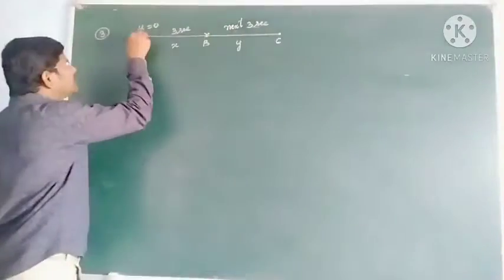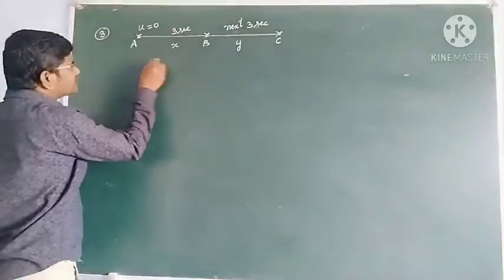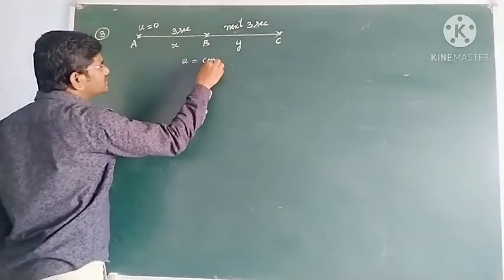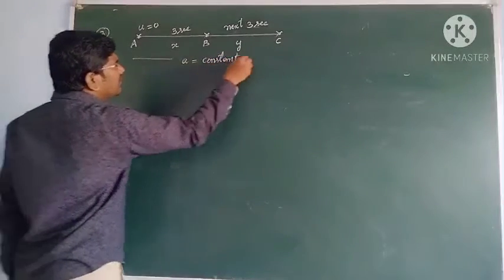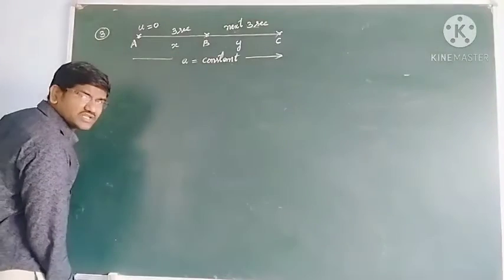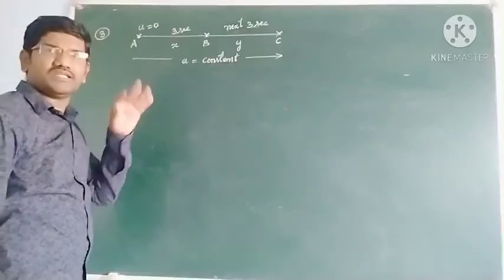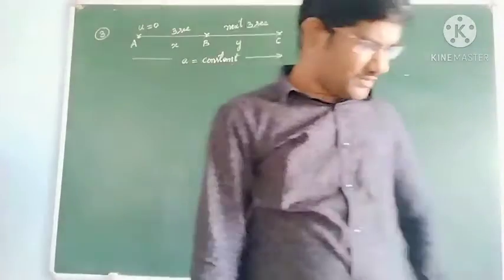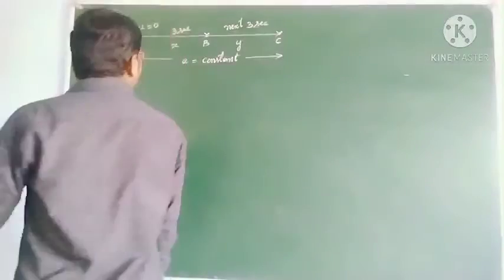Okay. And it is moving with a constant acceleration, so a is constant, on this straight line path. Find that constant acceleration. Now the question is, we have to obtain the relation between x and y. Okay students, obtain the relation between x and y. That is the question.